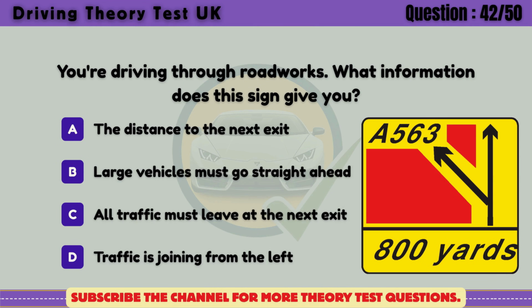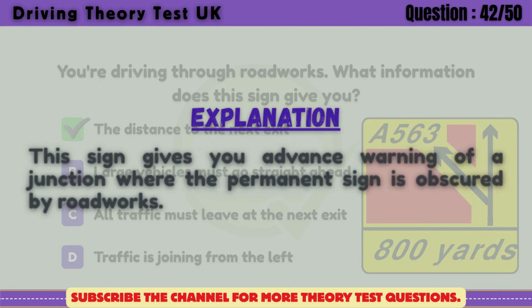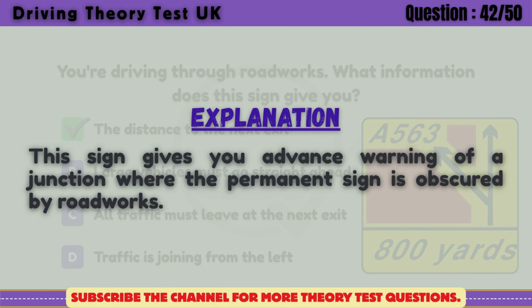Question 42. You're driving through roadworks. What information does this sign give you? Option A. The distance to the next exit. B. Large vehicles must go straight ahead. C. All traffic must leave at the next exit. D. Traffic is joining from the left. Answer is A. The distance to the next exit. This sign gives you advance warning of a junction where the permanent sign is obscured by roadworks.